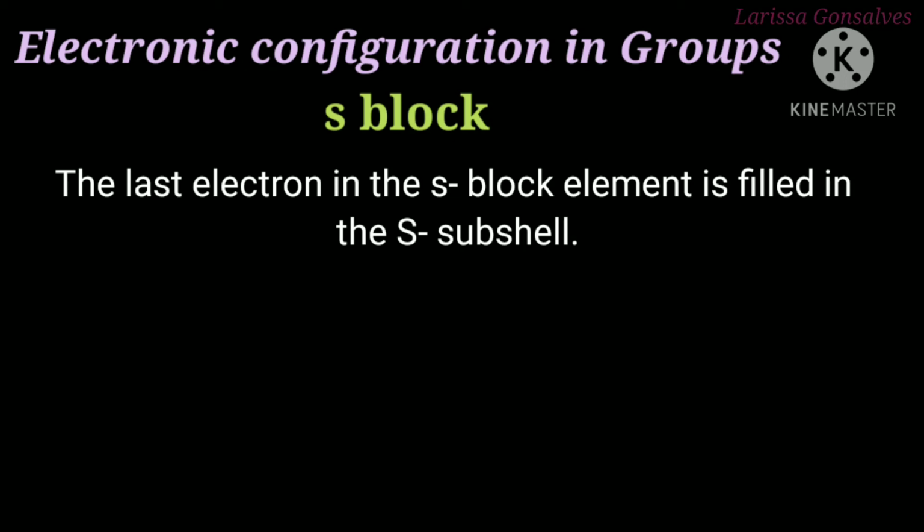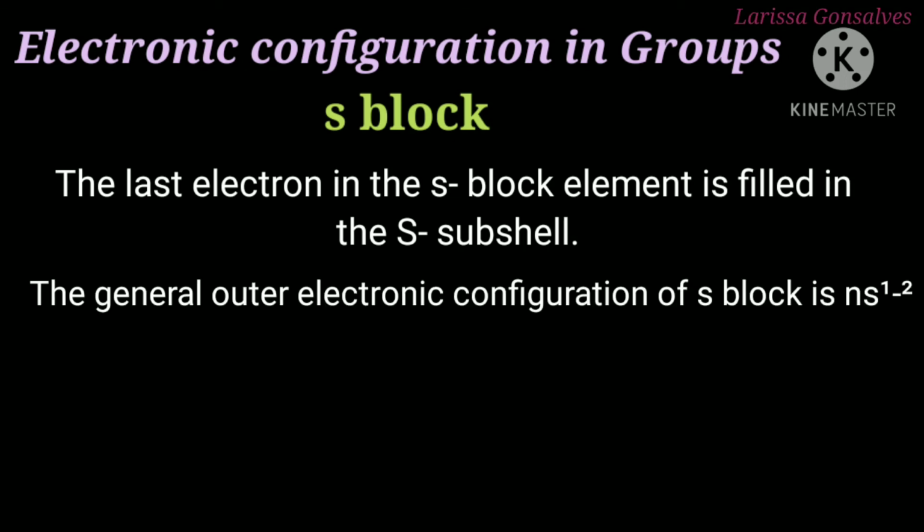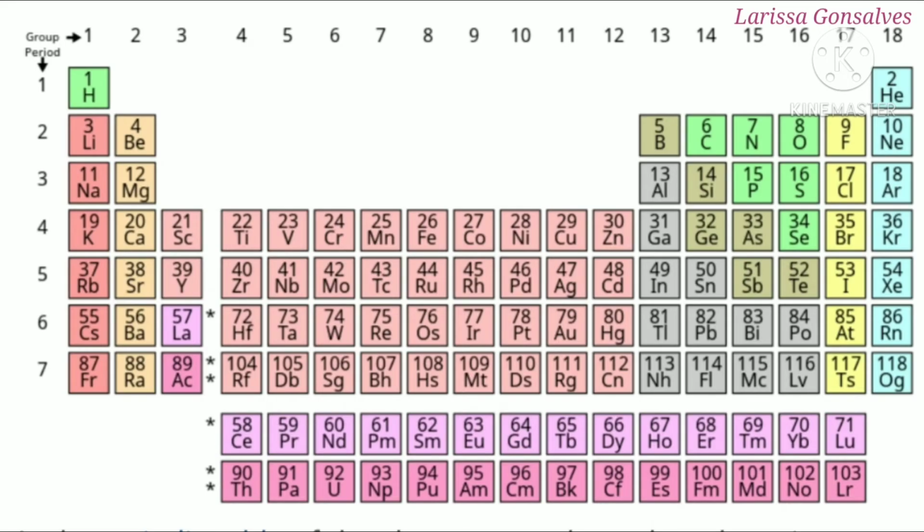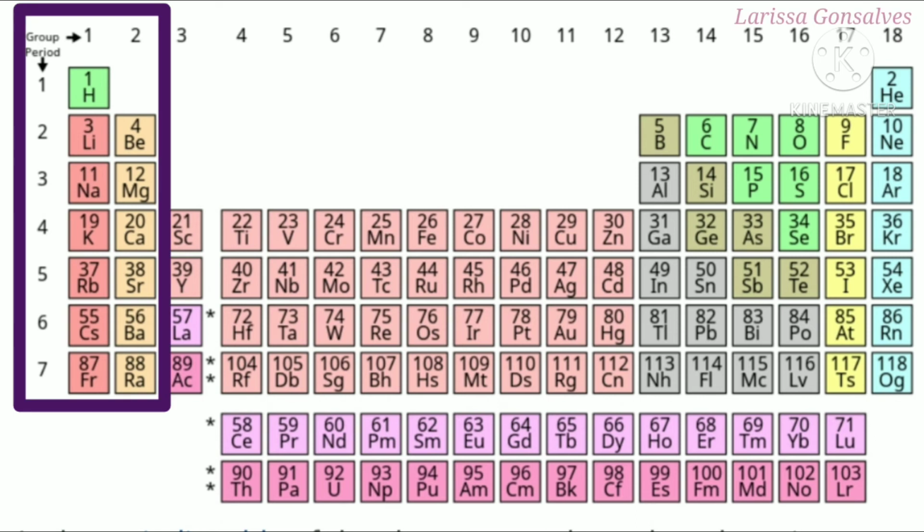Since there is only one orbital in the s subshell, the general outer electronic configuration of the s block is written as ns1 to 2. What is the meaning of 1 to 2? So s might have one electron or it might be completely filled with 2 electrons. If we observe the modern periodic table, we will see that the elements of group 1 and group 2 belong to the s block. And this s block is present on the extreme left of the modern periodic table.